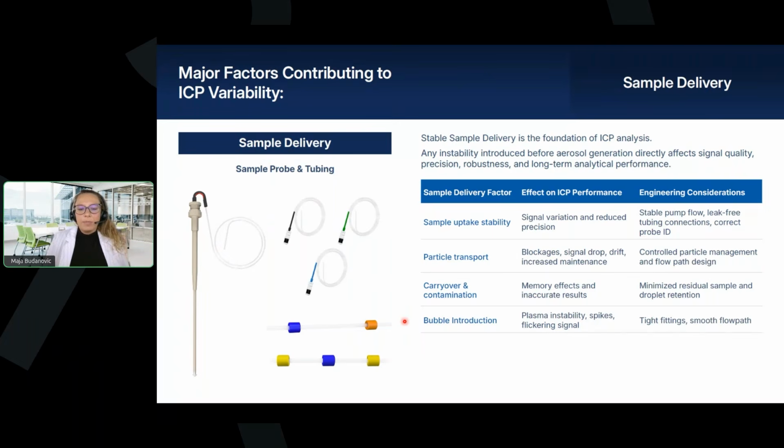The next factor, which I think is often underestimated, is bubble introduction. Even small amounts of air that enter your sample pathway can create temporary changes in your sample flow that will result in signal fluctuations or spikes. The sources of these bubbles can include loose connections, tubing installation issues, or even insufficient priming. So just make sure to have appropriately tight fittings with minimum dead volume.